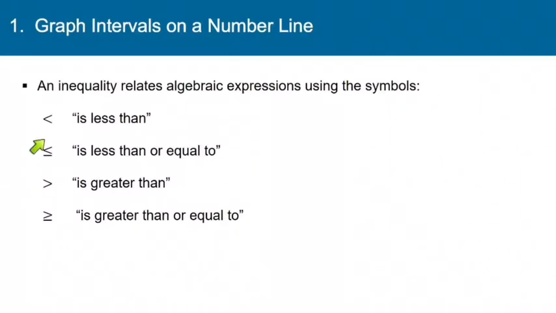Now the way to tell these apart is to remember that you read them from left to right. So if you come to the smaller end of the symbol first as you're going from left to right, you're going to say less than. If you come to the larger end first, you're going to say greater than. So we're always reading from left to right. This would be a less than, and this would be a greater than.